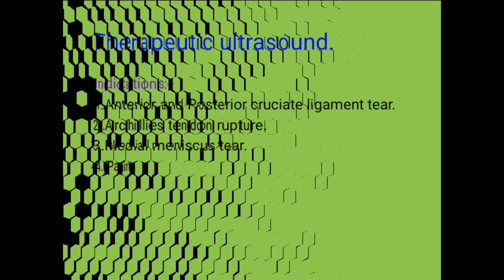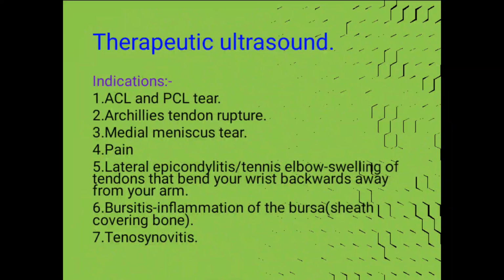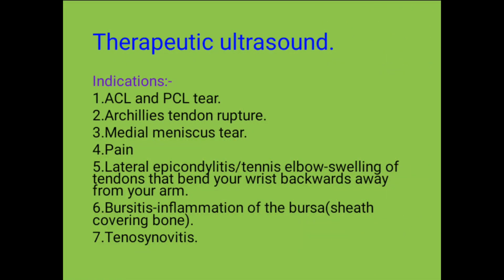Let us continue with the indications. Actually, this is more explained. ACL, PCL is generally the anterior and posterior cruciate ligament. Let us start from number 5. And in number 5, we have lateral epicondylitis, which is referred to as tennis elbow.